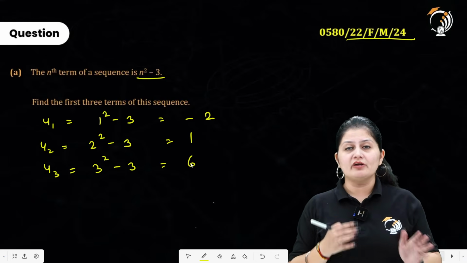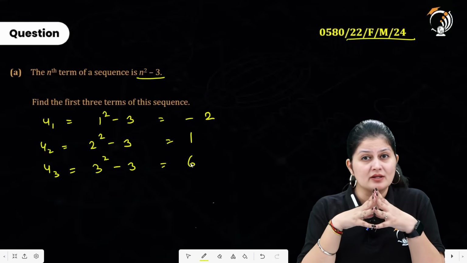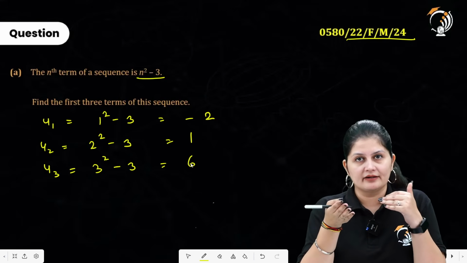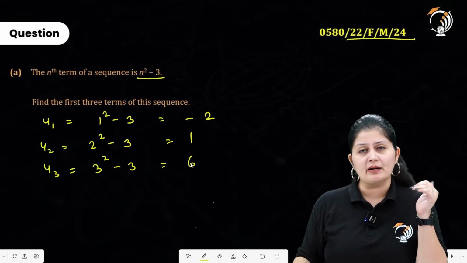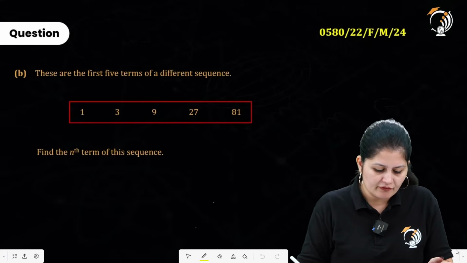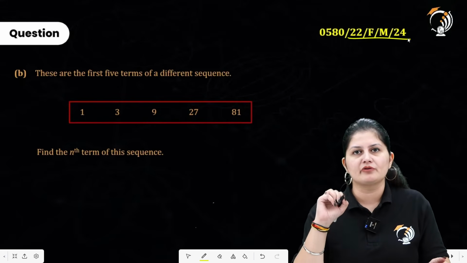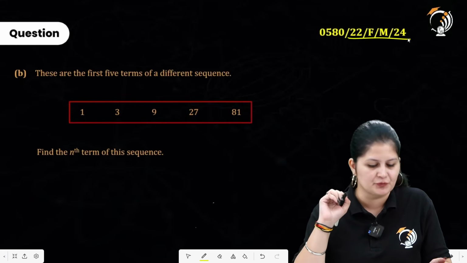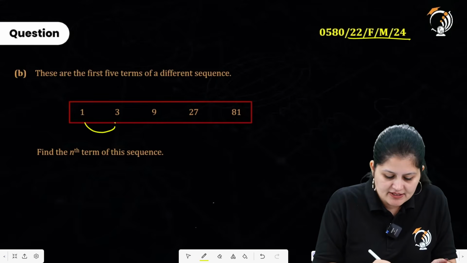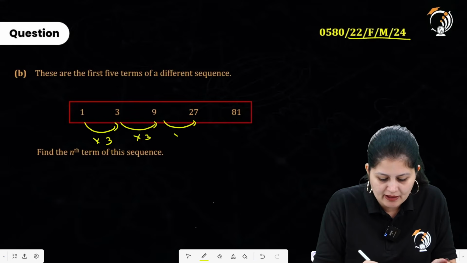Understood? So what we can observe is that we are getting so many questions from the topic of sequence in every variant, right? So we are solving some of them, but there are going to be others as well. So now moving further, find the nth term of the sequence. Again the question is from the paper of February, March 24 from the variant 2-2. So we can see that it is multiplied by 3, again multiplied by 3, right?